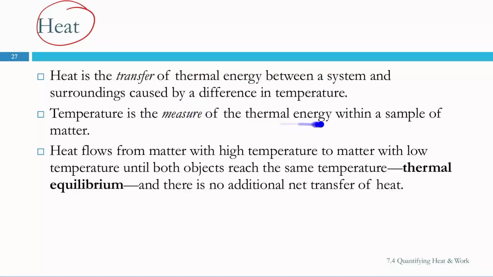Temperature is the measure of thermal energy. So you can measure the amount of thermal energy, and we usually do this with temperature. So degrees Celsius, degrees Fahrenheit, or Kelvin.